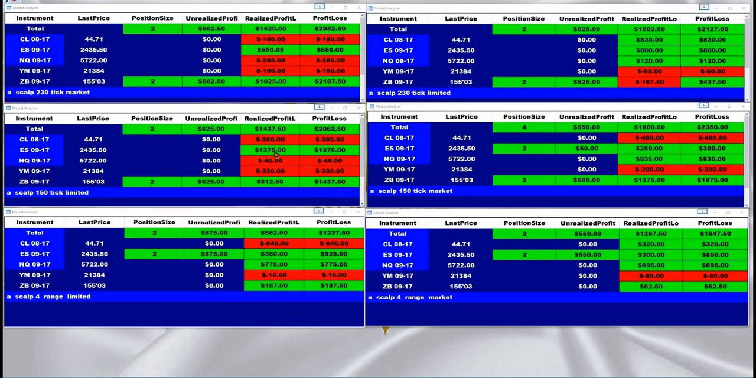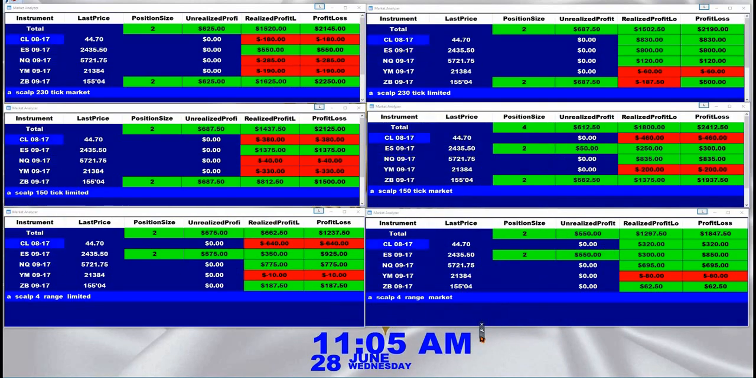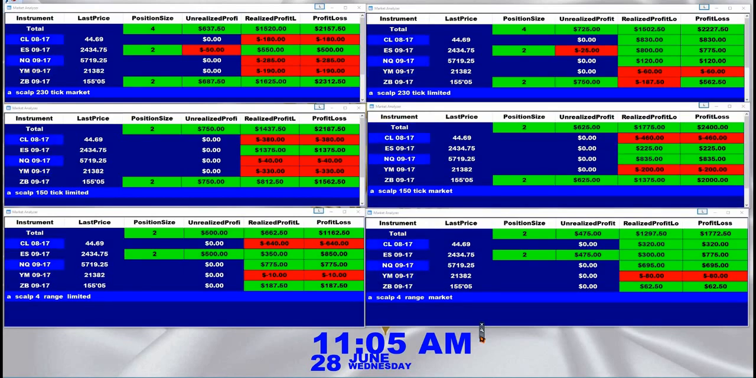Anyway, then 150 ticks limited and 150 ticks market. The total 21, 25, 23, 87. And look, this is 11:05. Right, this is right after the news on the CL. So the market was a bit speedy, and I'm showing when the market was going fast, what is the difference in numbers between the limited price and the market order.